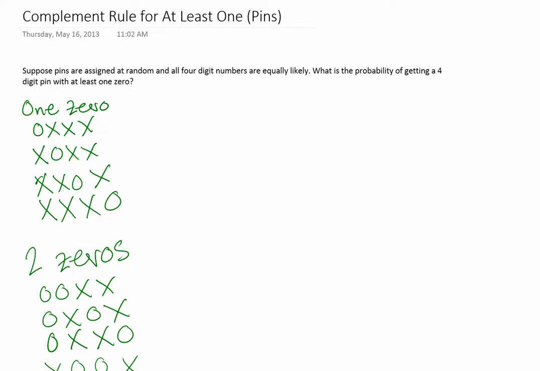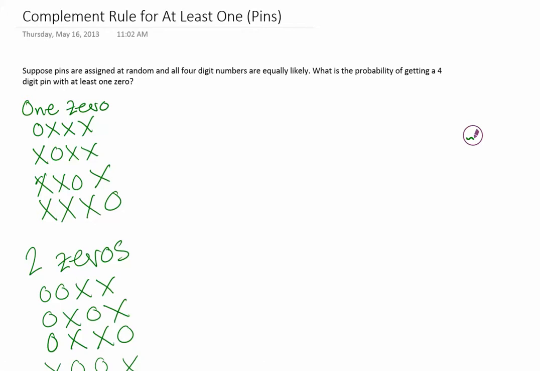You could do this directly the long way, and to do this you have to figure out all of the possibilities to get at least one 0. I represented these with zeros and x's. A 0 is for the 0 and an x is for something that is not 0. For example, to get one 0, you can do 0, not 0, not 0, not 0, or not 0, 0, not 0, not 0, or not 0, not 0, 0, not 0, or not 0, not 0, not 0, 0. So these are all the ways you can get one 0.